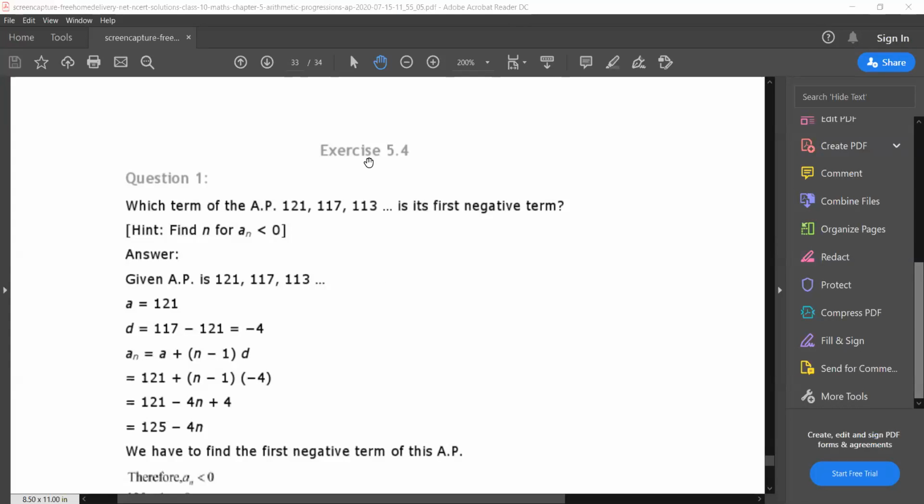Now I am discussing exercise 5.4 with you. Here I am discussing question number 1 with you. Which term of the AP 121, 117, 113 series given to us is its first negative term? Here we need to find the nth term of the series where the term should be negative.